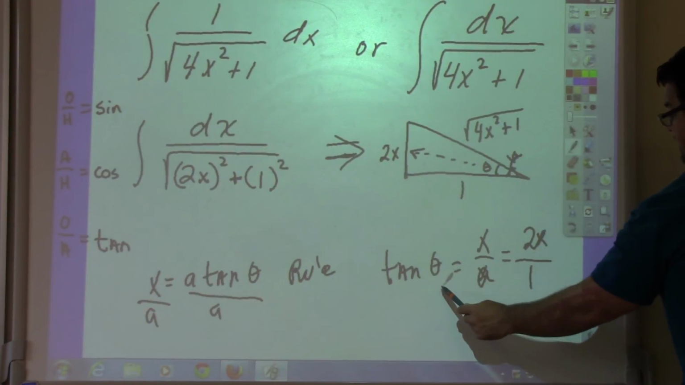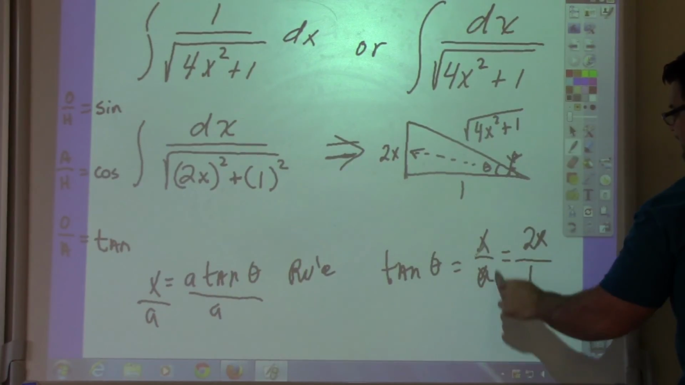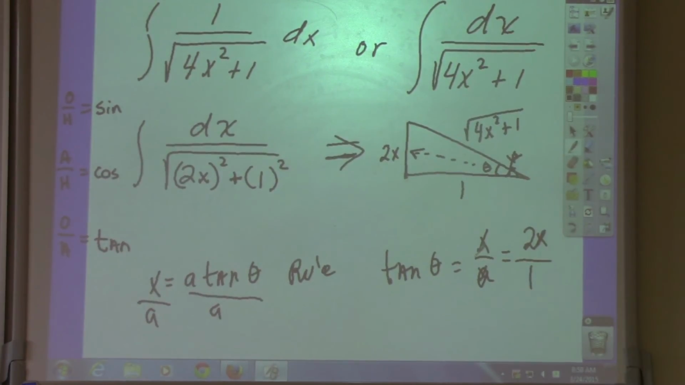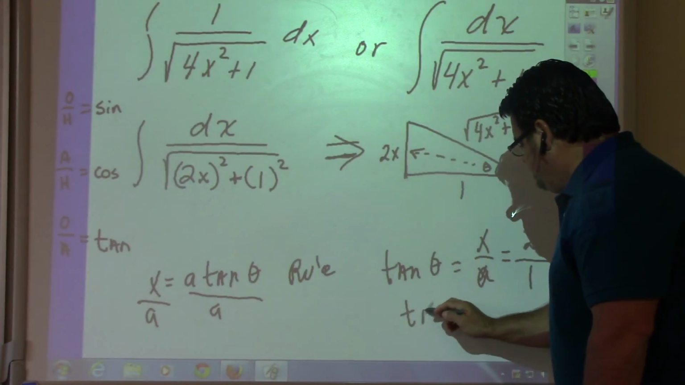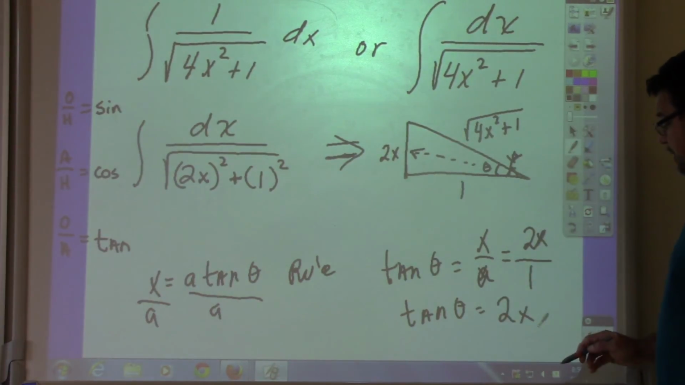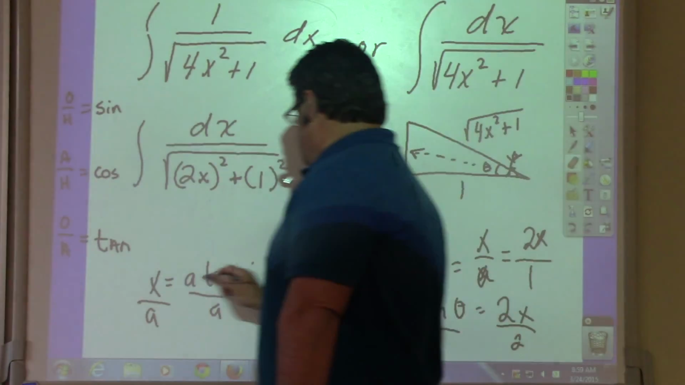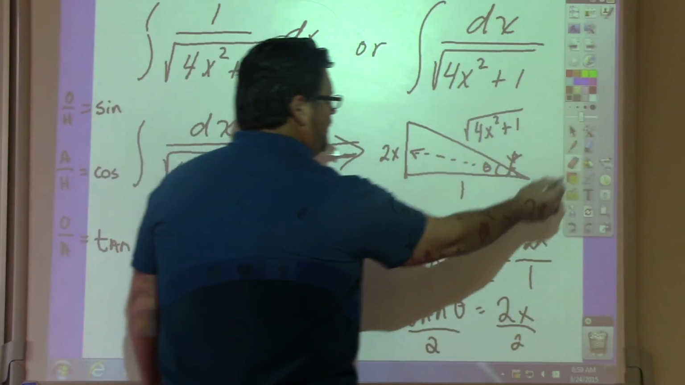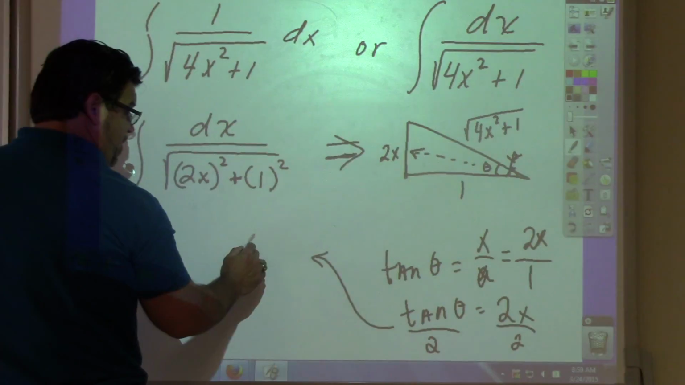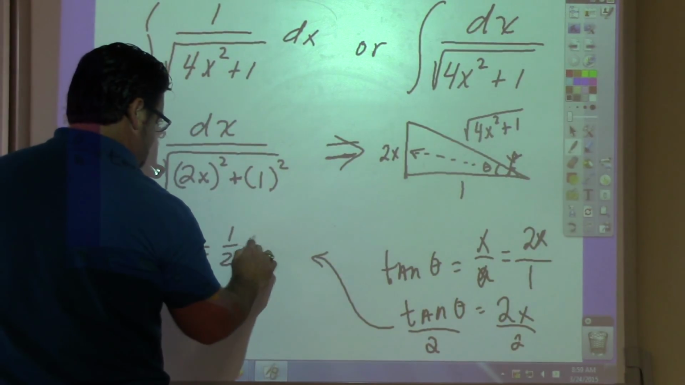So now you got this. The tangent of theta is equal to x over a, or the tangent of theta is equal to 2x. With that, you can find out what x is equal to, solve for x, and then find dx. Because if you have x, you can take the derivative of x. We know that tangent of theta is equal to 2x over 1. So divide by 2. x is equal to 1/2 tan of theta.